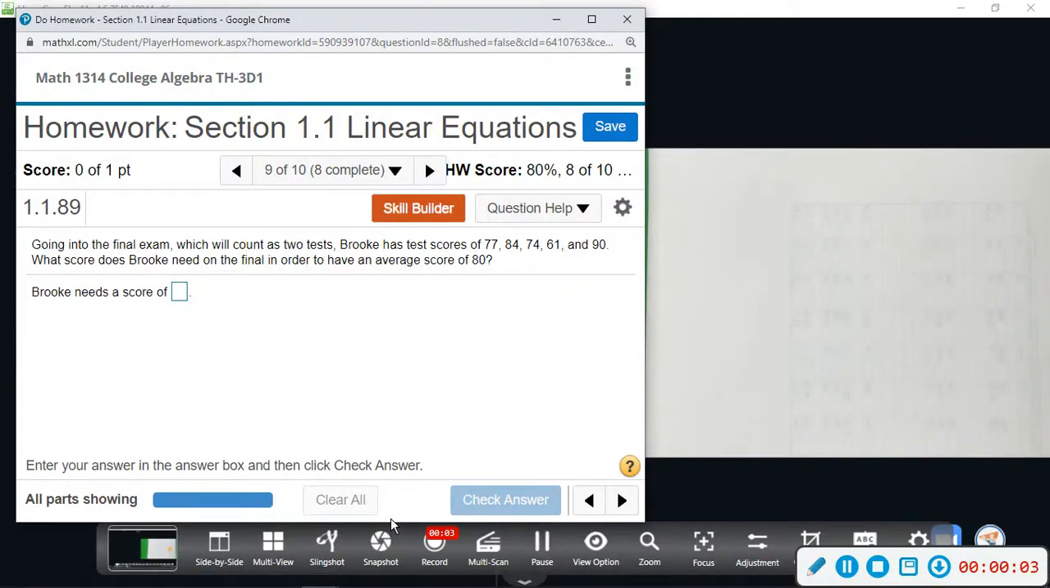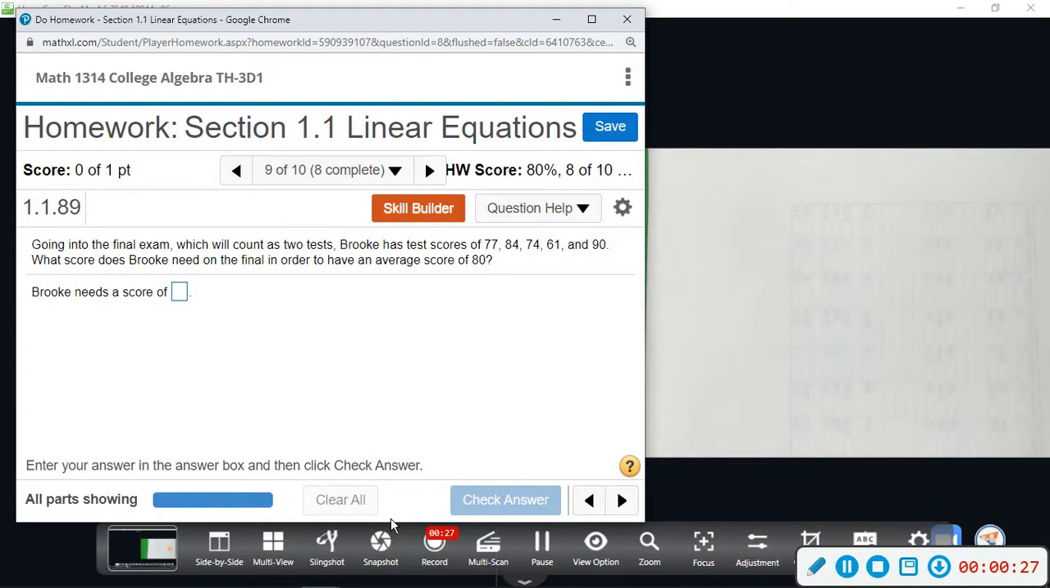All right, question number 9 says going into the final exam, which will count as 2 tests, Brooke has test scores of 77, 84, 74, 61, and 90. What score does Brooke need on the final in order to have an average of 80?